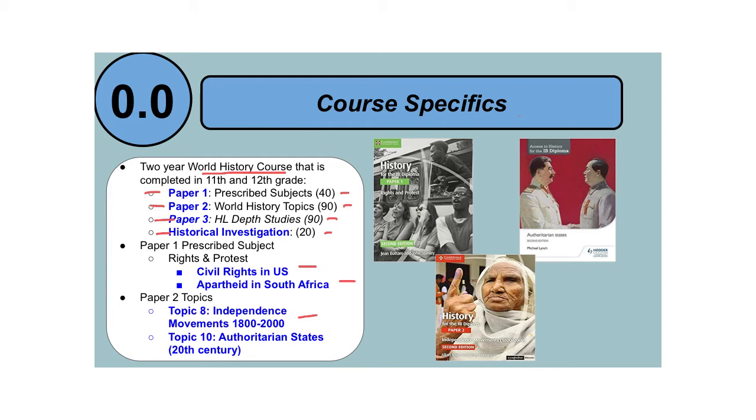And then after we complete that case study, you will be allowed to investigate an independence movement of your choice. You will be given a set list to choose from, and you can choose which one you'd wish to investigate on your own. And then our second paper 2 topic is authoritarian states, where we will also work together on a case study of an authoritarian leader.